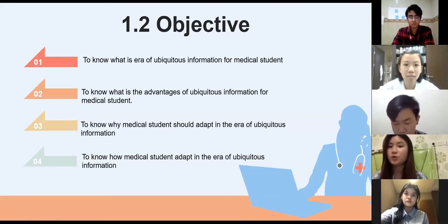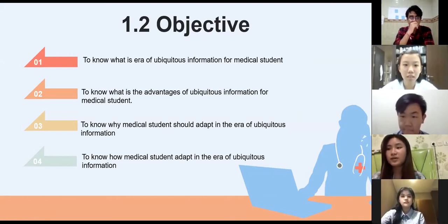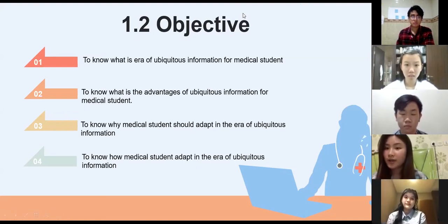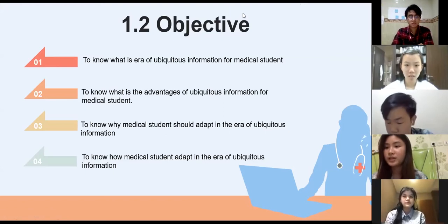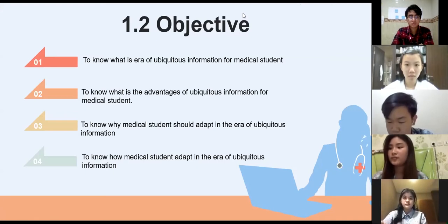The second is to know the advantage of ubiquitous information for medical students. As medical students, we must be able to maximize this advantage to help our learning skills and to enrich our insights as proficient professionals in the world of work later. Next is to know why and how medical students should adapt in the era of ubiquitous information, considering the current technological advances and medical information that is updated every second around the world, so that we are not left behind. That's all I can tell you.